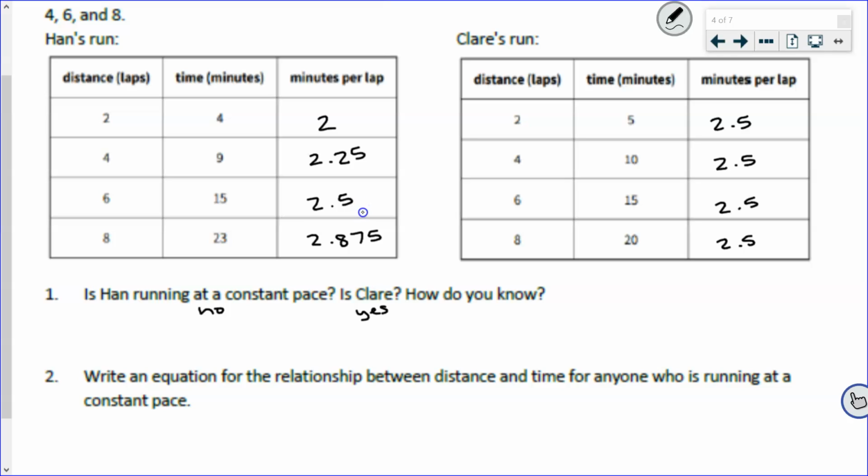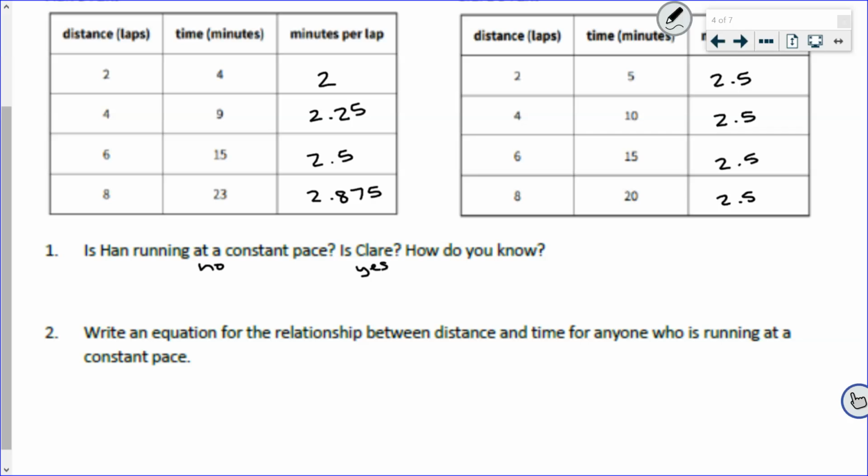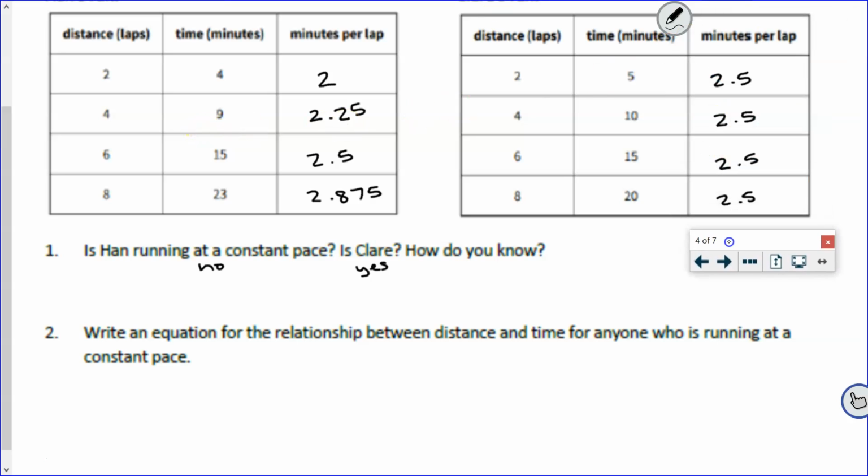I'm not going to waste my time writing it down because I want to be able to finish this lesson. I think that the work is a great enough explanation there. So, write an equation for the relationship between distance and time for anyone who is running at a constant pace. We don't need to worry about it for Han because he's not running at a constant pace, but Claire is. So what is that equation going to be, Gabe?